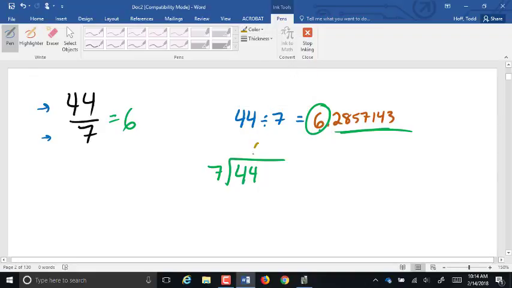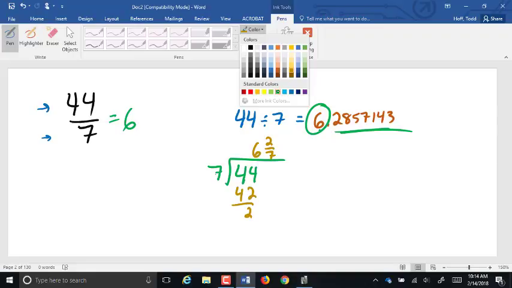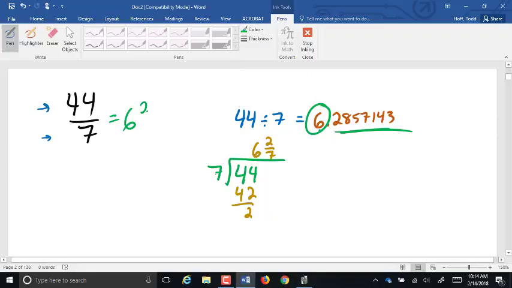7 goes into 44 6 times. What is 6 times 7? 42. That means there are 2 pieces left over. So there are 2 of those 7ths left over. So 44/7 is 6 2/7.